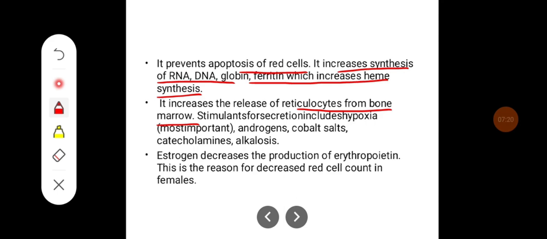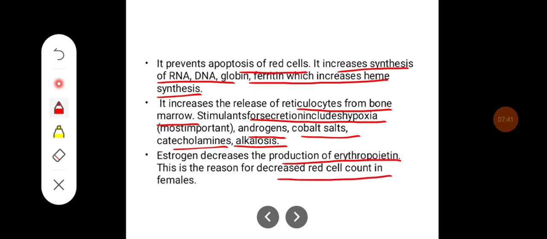It stimulates the secretion. It is stimulated mainly by hypoxia, androgens, cobalt, catecholamines, and alkalosis. Estrogen decreases the production of erythropoietin, and this is the reason for the reduced red cell count in females.